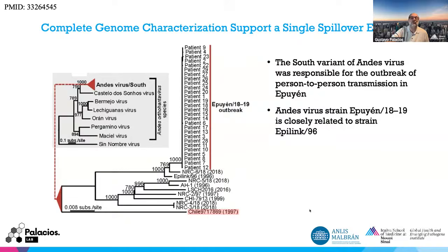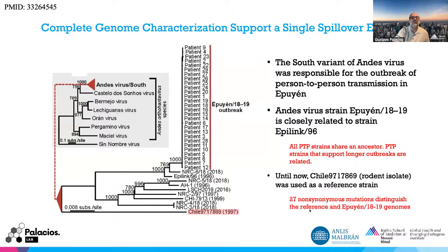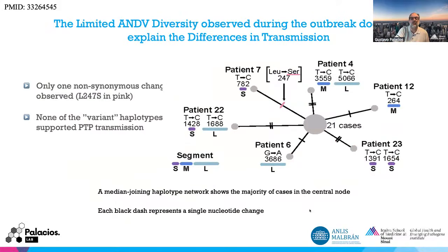And importantly, it was also intriguing that the only strain that we are able to use in animal models for preclinical work was the Chilean strain that is highlighted in the tree. You can see that it is an outlier in comparison with the rest. There are 27 non-synonymous mutations between the Chilean strain that we use in our countermeasure development and the ones that are associated with person-to-person transmission. So in the investigation of the outbreak, we essentially figured out that there were very few differences in terms of SNPs. Most of those, or almost all, with the exception of one, were synonymous SNPs.